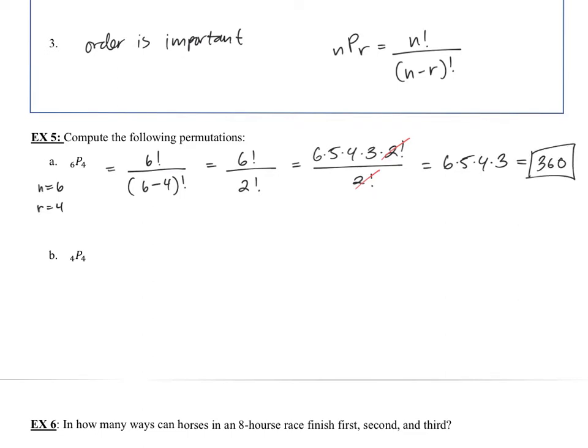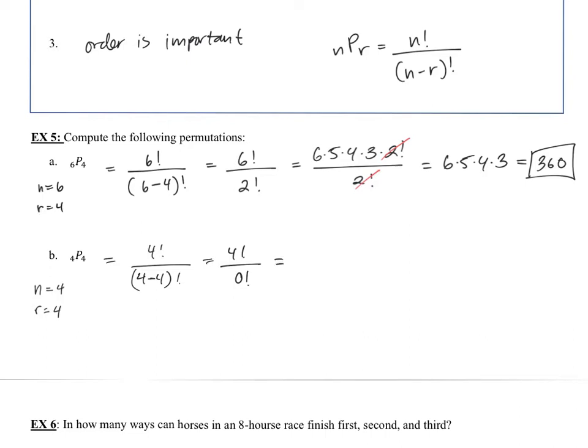And the next one, go ahead, pause the video, try to do part B by yourself. So for part B, oddly, we have n is 4 and r is 4. So we have 4 objects and we're picking 4 of them. Let's see what we get. That's going to be 4 factorial all over 4 minus 4 factorial, which is going to equal 4 factorial all over 4 minus 4 is 0 factorial.